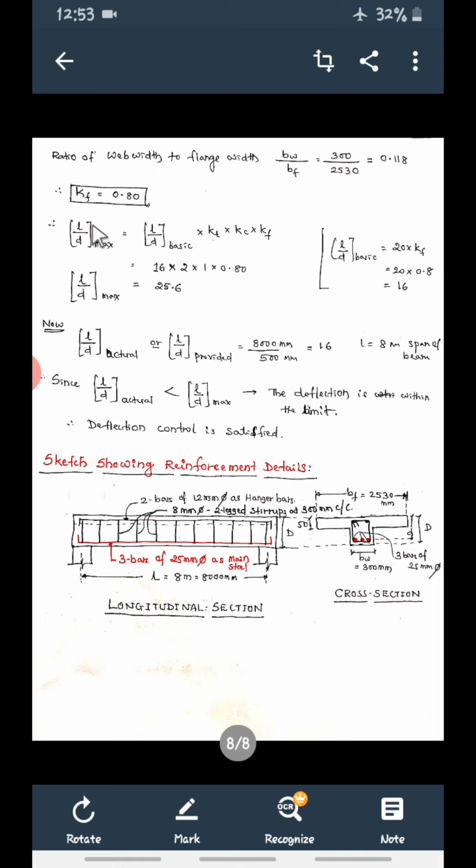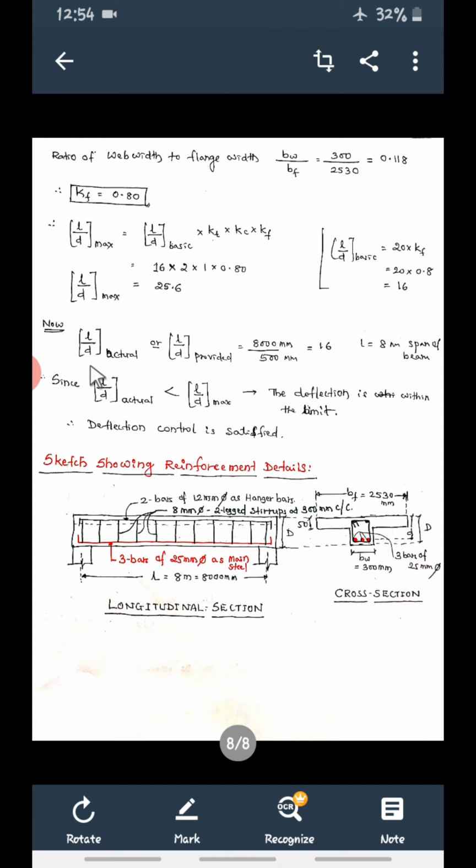So substitute here: L by D maximum is equal to L by D basic into KT into KC into KF. Normal L by D basic is 20, but for T beams this 20 will be multiplied by KF, 0.8, so it is 16. So L by D maximum comes out as 25.6. This is the ratio of effective span divided by effective depth.